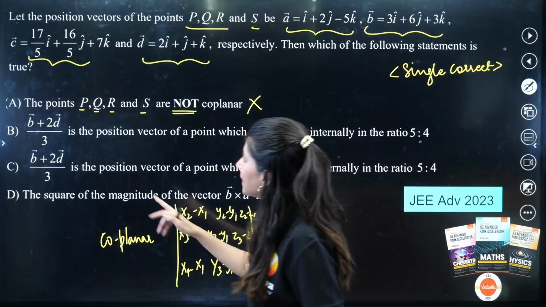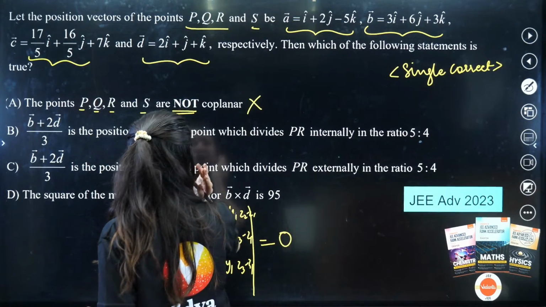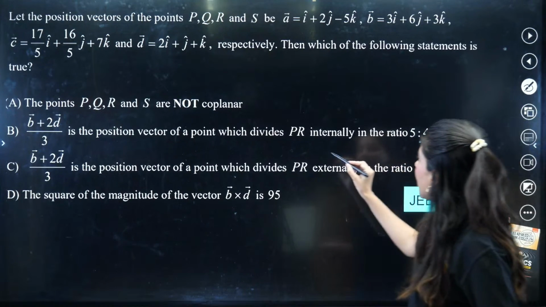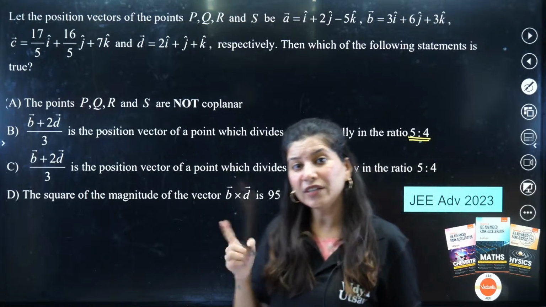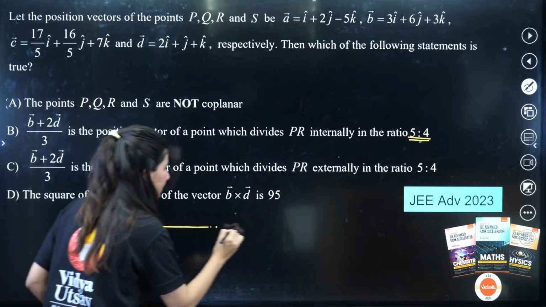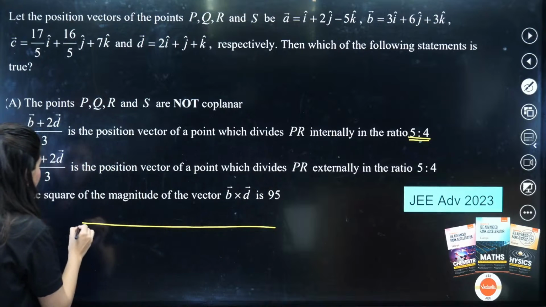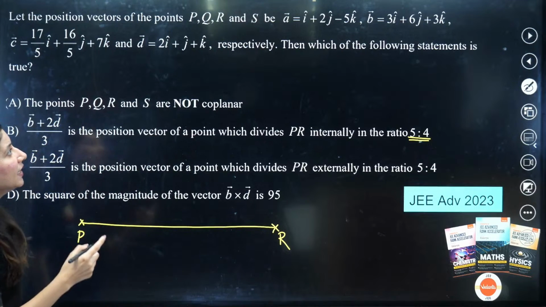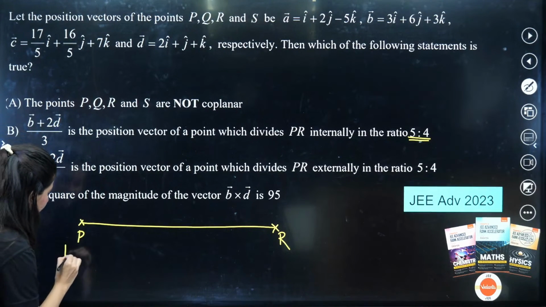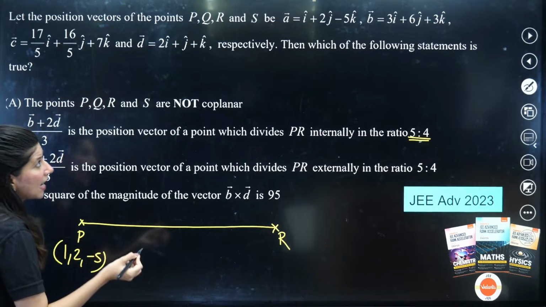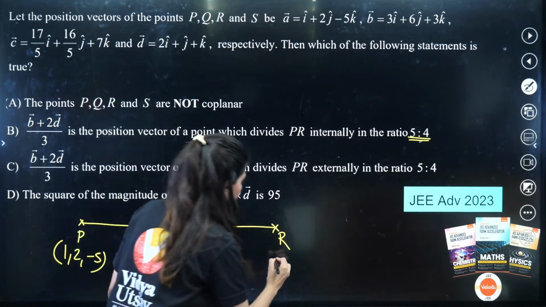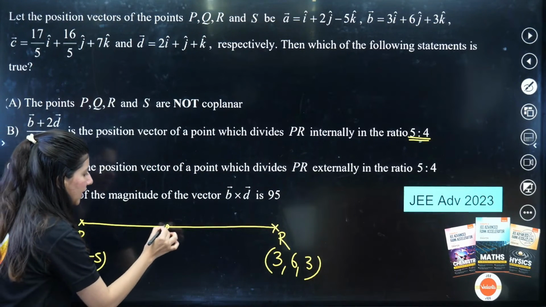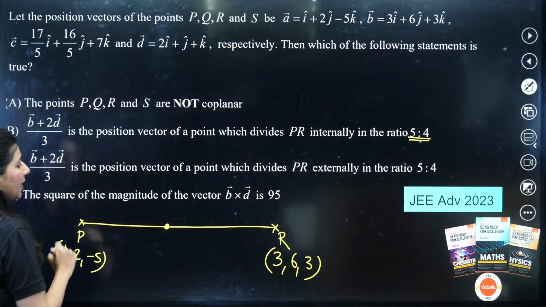Now what they are saying is that B plus 2D by 3 is the position vector of the point which divides PR internally in the ratio of 5 by 4. So we need to check that. Basically, we have P and we have R. What is P? 1, 2, minus 5. What is R? 3, 6 and 3. And we have this B plus 2D by 3.